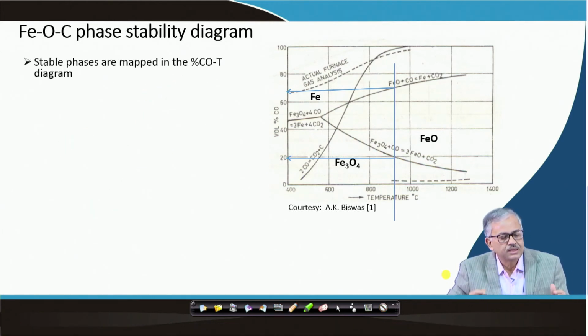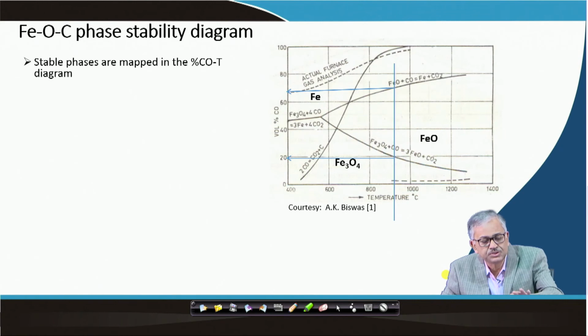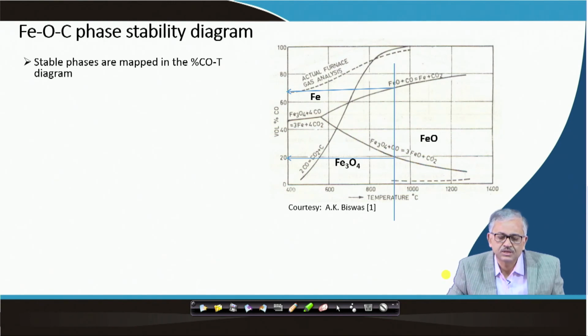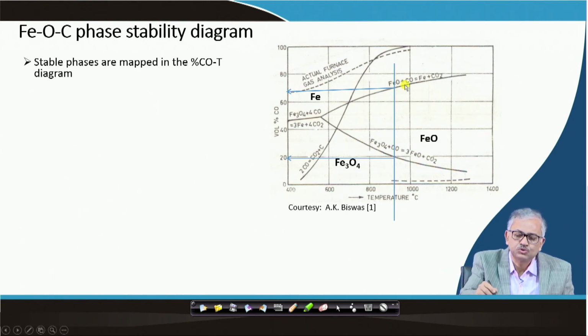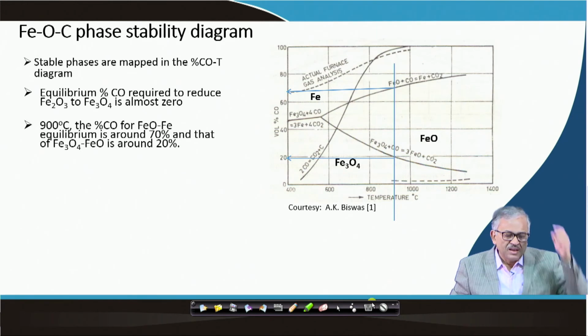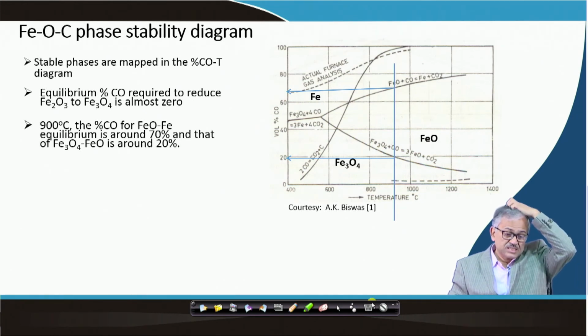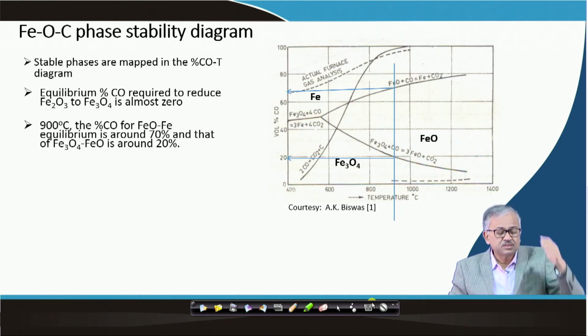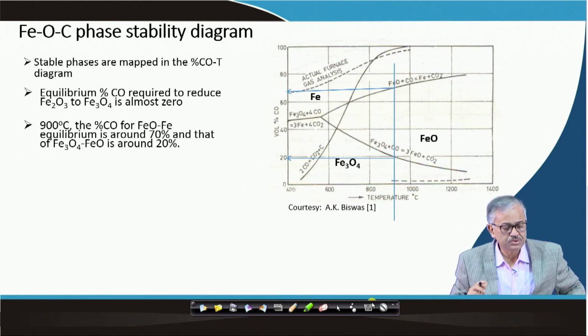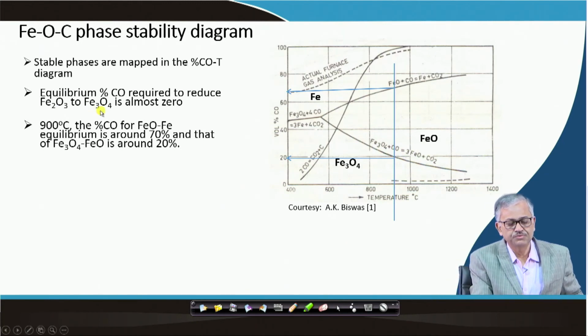So, this Fe-CO phase diagram is nothing but volume percent of CO plotted against temperature, and different stable phases are shown in this diagram, right. And now, let us see the equilibrium percentage of CO required to reduce Fe2O3 to Fe3O4, which is almost 0, as I said.